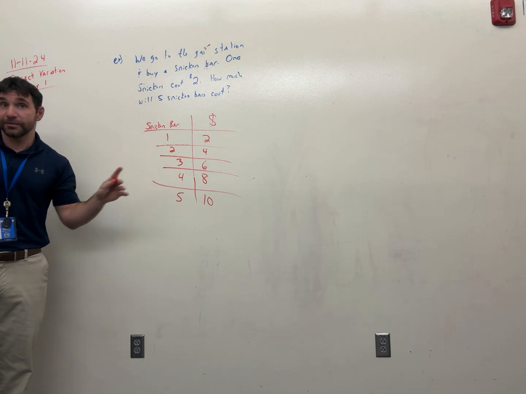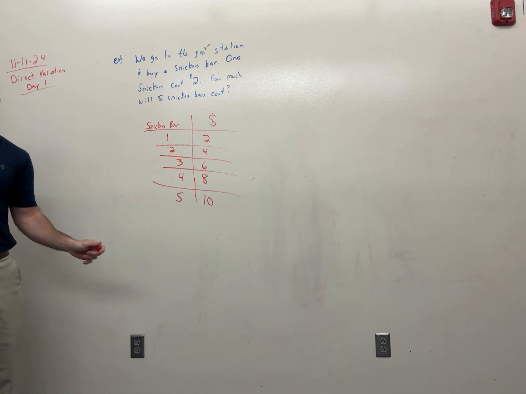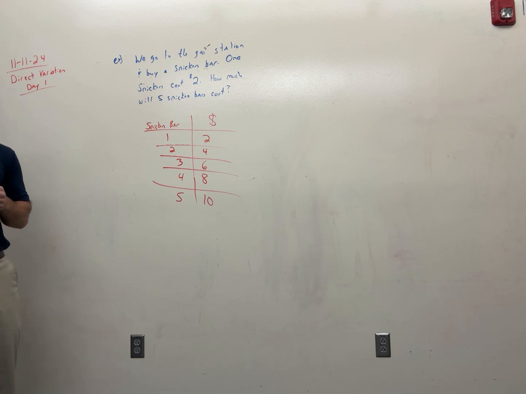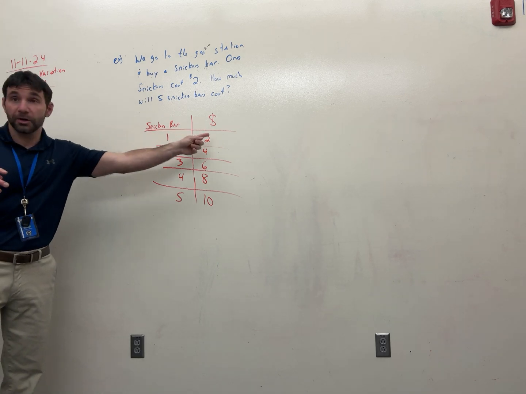This is direct variation. This is proportional. But now here's my question. What if I wanted 100 million Snickers bars? What would I multiply 100 million by? 2. Oh. So what you're telling me, so Snickers bars and cost.